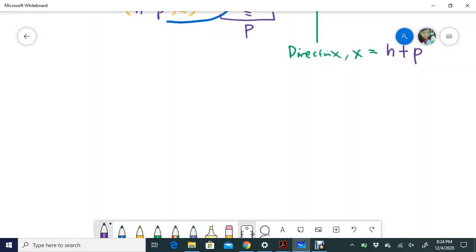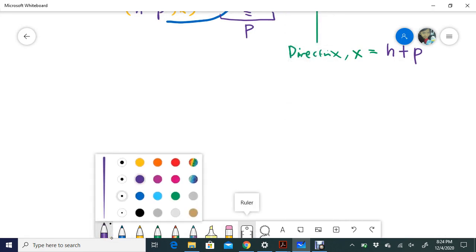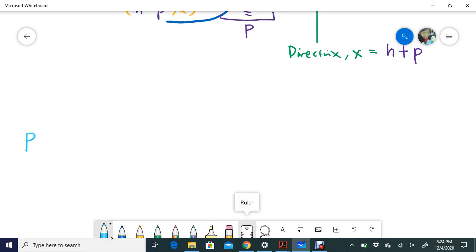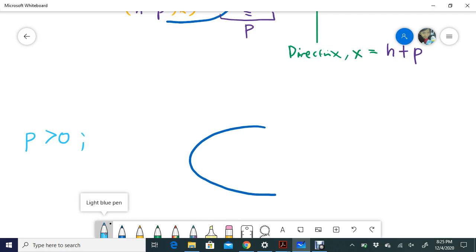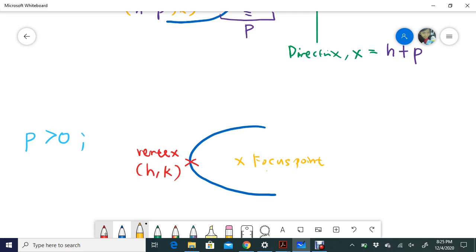So let us proceed with the case where p is larger than 0. If your p is larger than 0, your parabola will be turned to the right-hand side. Your vertex point will be the turning point, so highlight it. Your vertex is h, k. And always remember, your focus point will be inside the curve.